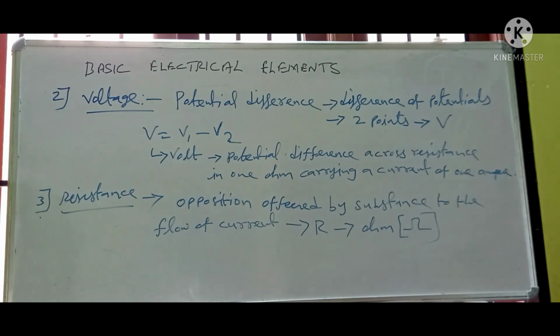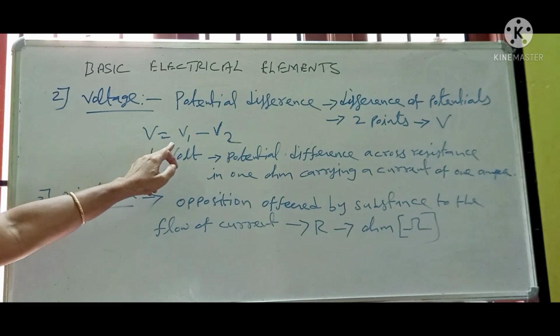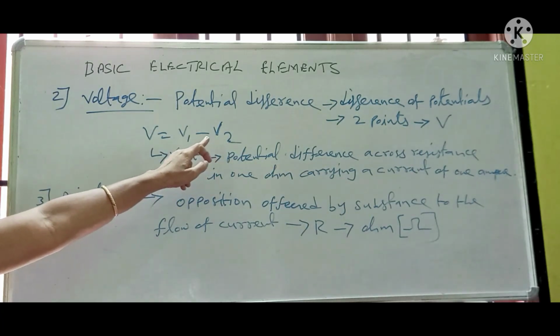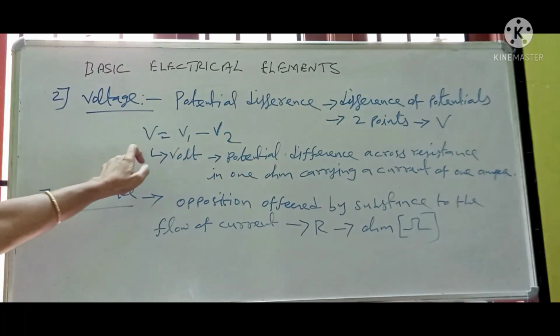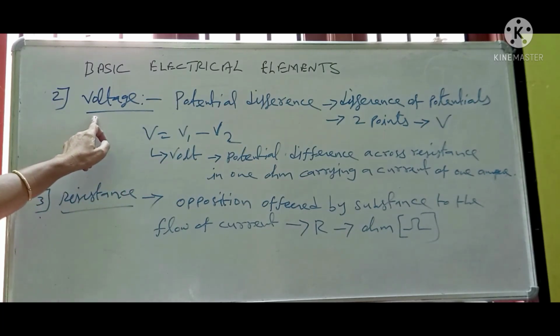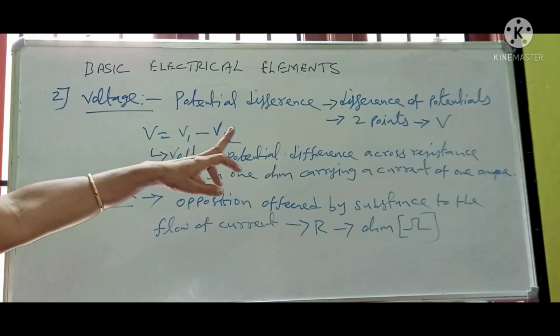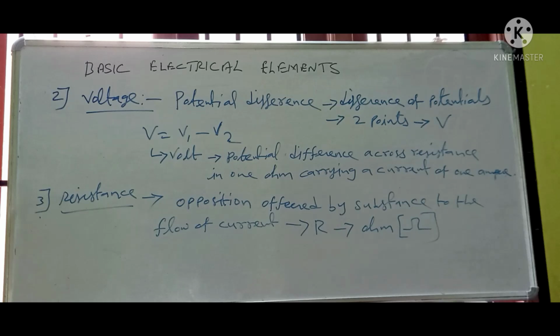Potential means pressure, that is, all the charges have gathered together at one place. So V1 is the potential of one point, V2 is the potential of another point. The difference between two potentials is known as the potential difference. Potential difference is also known as voltage. The voltage is represented by capital V.